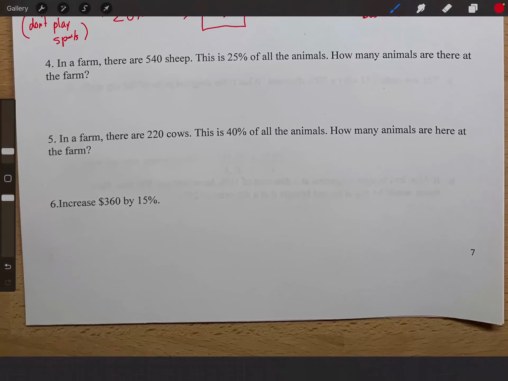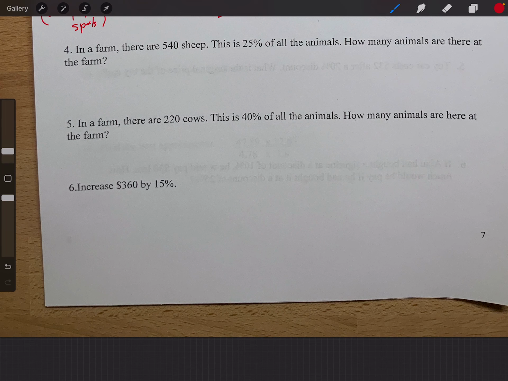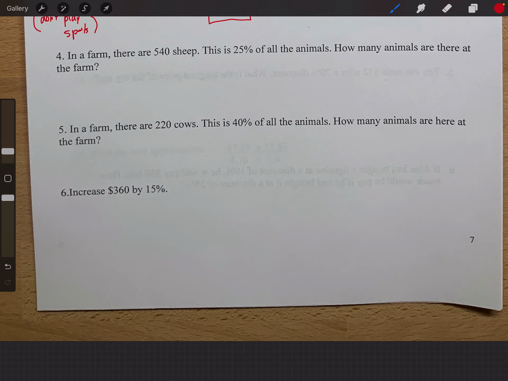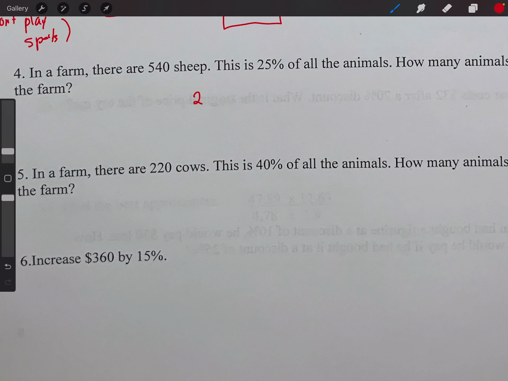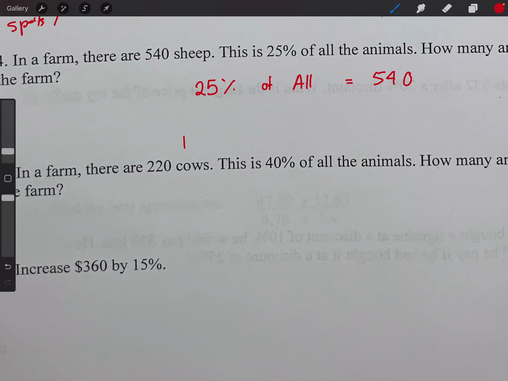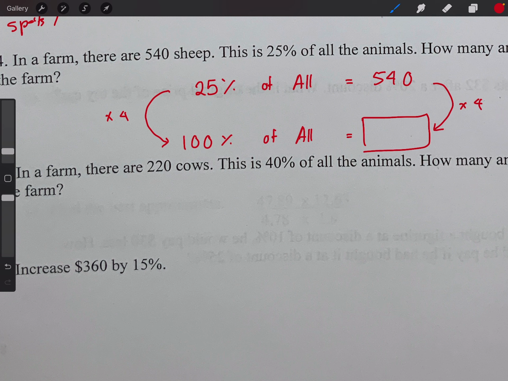Now question 4. In a farm, there are 540 sheep. This is 25% of all the animals. Now, how many animals are there in the farm? Okay, so what the question is saying is that 25% of all the animals is equal to 540 animals. So if we want to get all the animals, what's 100% of all the animals? So how do we go from 25 to 100? We just times it by 4. And what do you think we did to this side? Obviously the same thing. So multiply by 4 and then you can get your answer there.